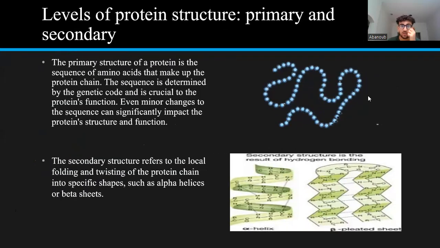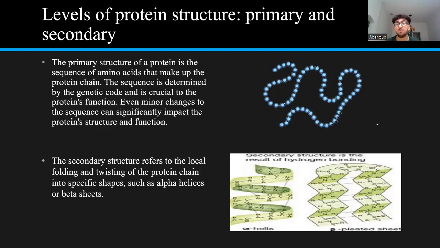First, we're going to stress the four levels of protein structure. The first being primary. As you can see on the top picture to your left, we have a primary structure there, which is a long strand of what seems to be beads, held together by peptide bonds, a chain of amino acids. The primary structure of a protein is a sequence of amino acids that make up the protein chain. The sequence is determined by the genetic code and is crucial to the protein's function. Even minor changes to the sequence can significantly impact the protein structure and function.